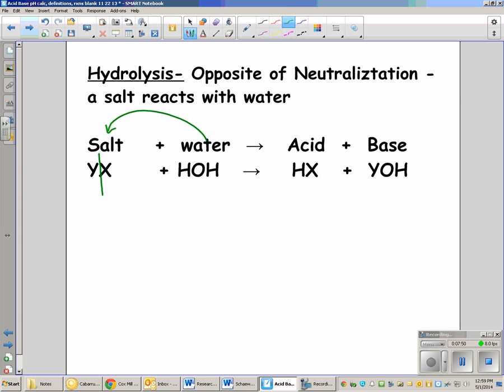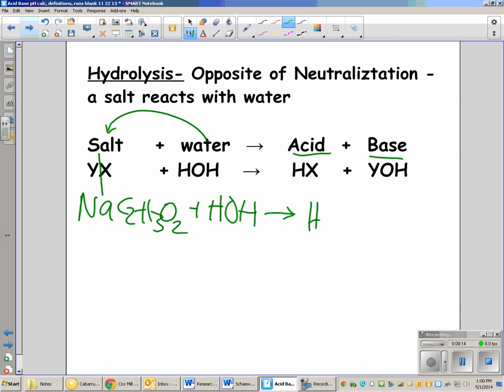So I'll give us a salt, sodium acetate, NaC2H3O2 plus aqua yields. So you guys tell me what you think it yields. It says acid and base, right? So what do we know has to go in the front of the acid? An H. Well, where's the H coming from? It comes from there because it's yielding. Okay, so it's yielding acetic acid.